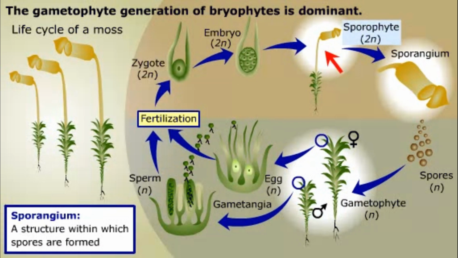After fertilization, the diploid embryo develops into a sporophyte, while it's still rooted in the gametophyte. The sporophyte of the moss is never independent of the gametophyte. At the top of the sporophyte is a capsule-like structure called a sporangium, in which haploid spores are produced by meiosis. Spores are released and spread by the wind. They germinate when they land on a suitable surface.